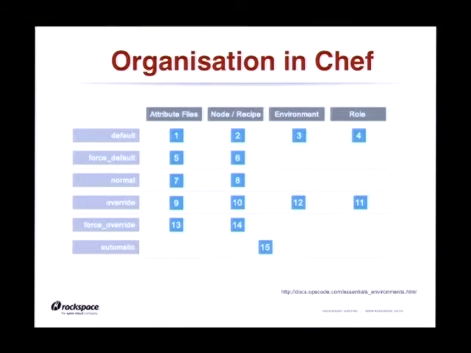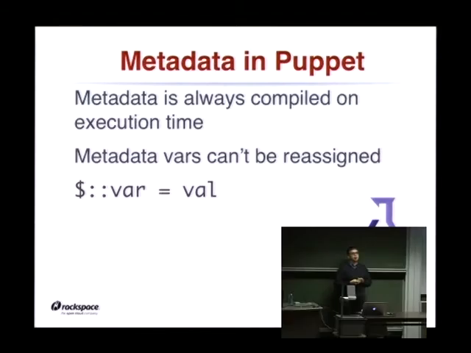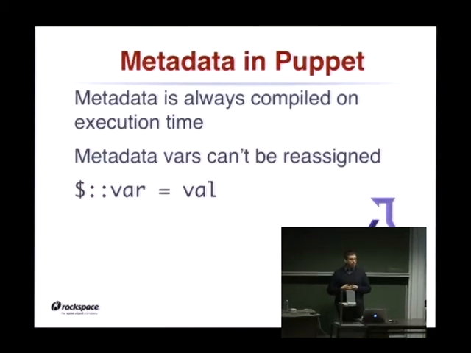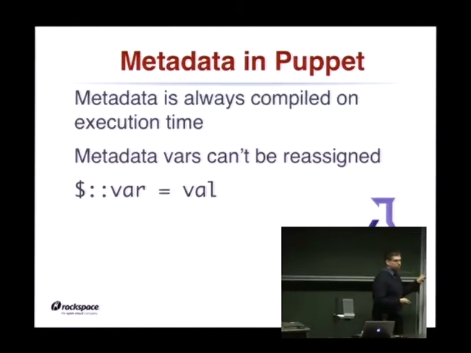So in Puppet, metadata is slightly different. As you know, Puppet always compiles metadata on the server at execution time. So that's sometimes a good thing, but then the Puppet master starts suffering from that when you have a lot of servers. Metadata variables can't be reassigned, which is something that I would say is a deliberate choice, but it makes your manifests and the way you define metadata quite tricky, because you can't just write any kind of variables.